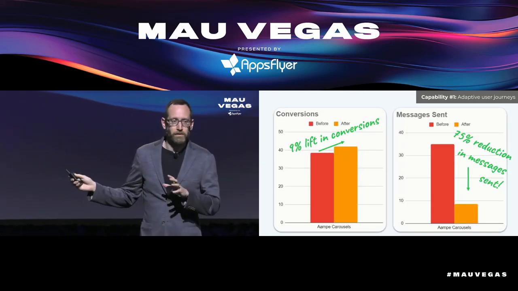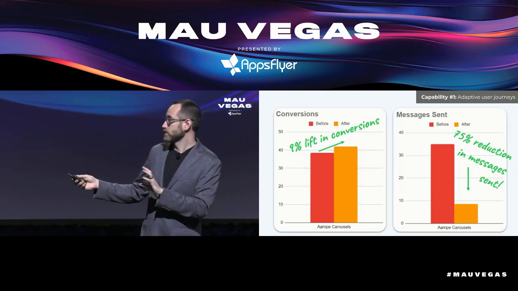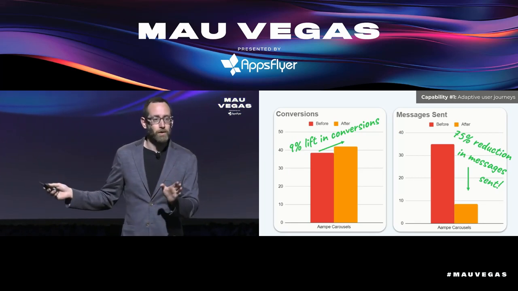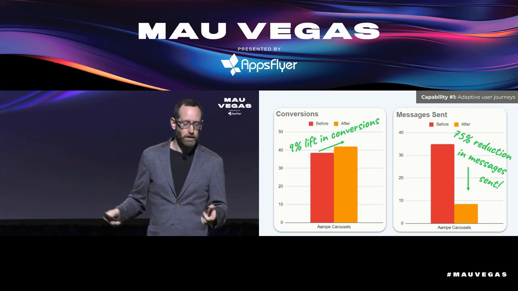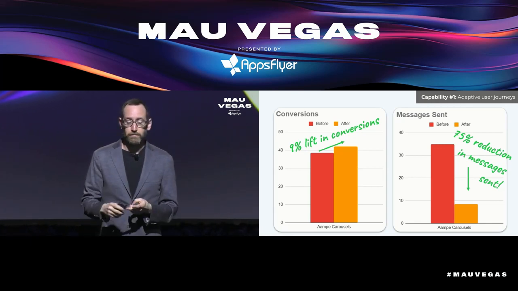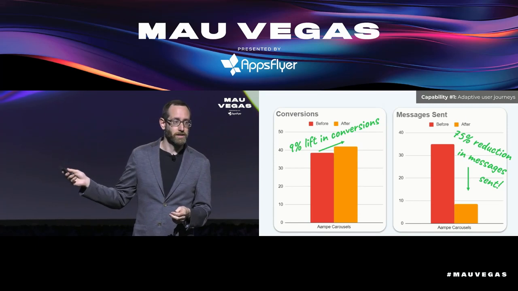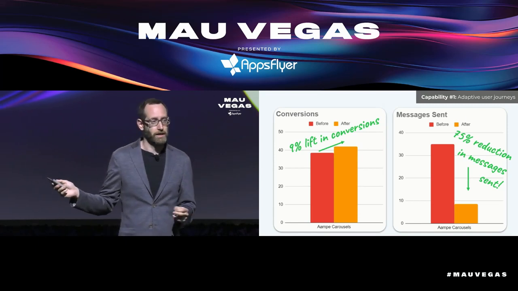So when we switch people over into the agentic user journeys, what we notice is, yes, a lift in conversions. But what's almost more significant is this massive drop in messages sent for all the reasons I just showed you. This helps retention, and for this customer, this was SMS messages, so this is big money. This is hundreds of thousands of dollars in savings as well.